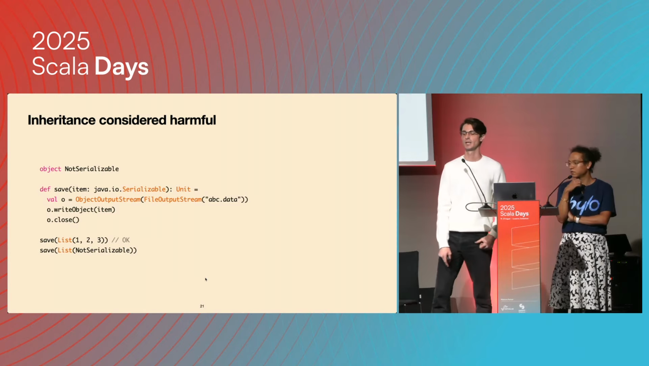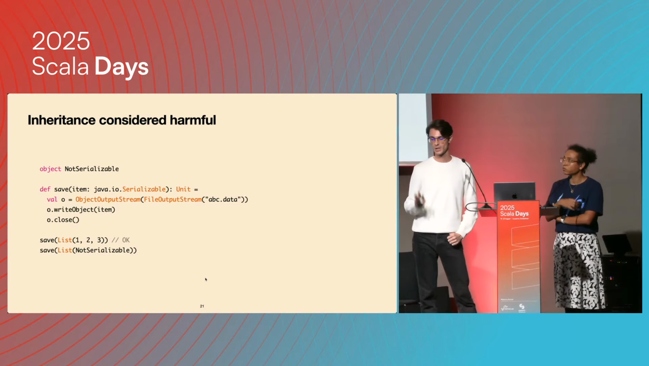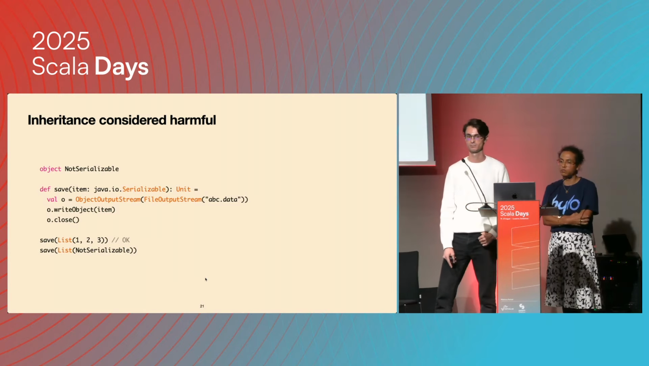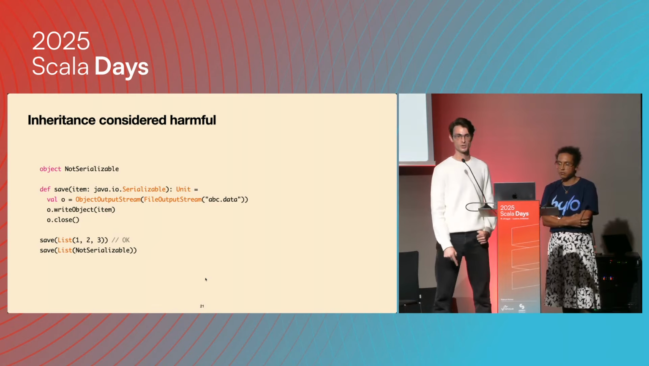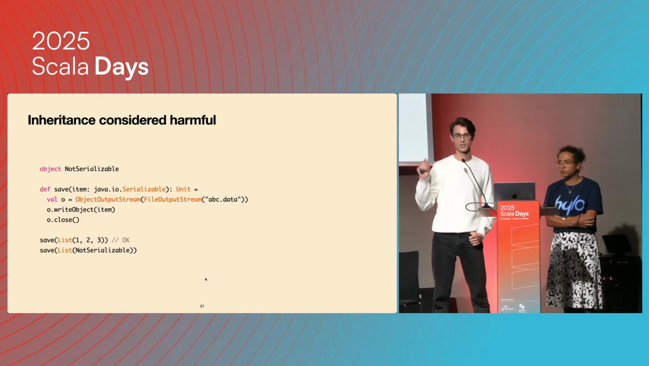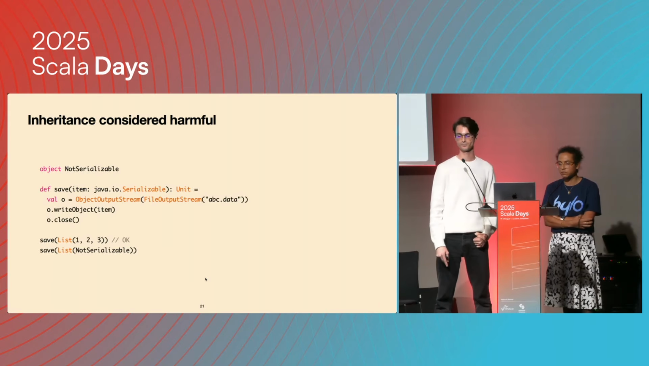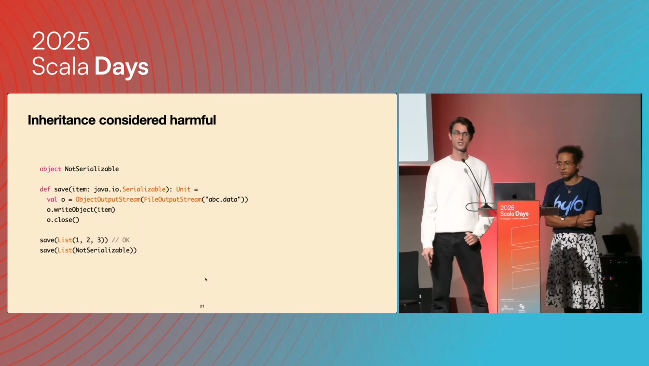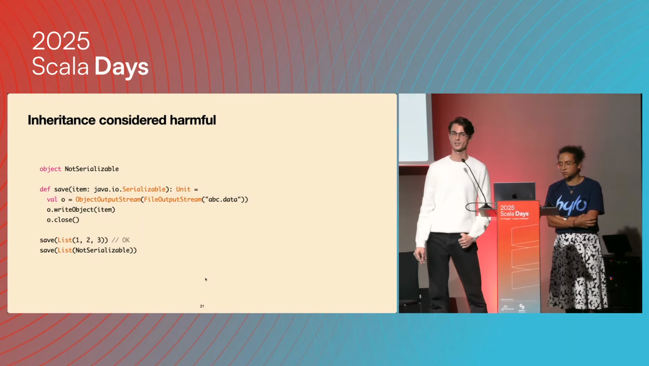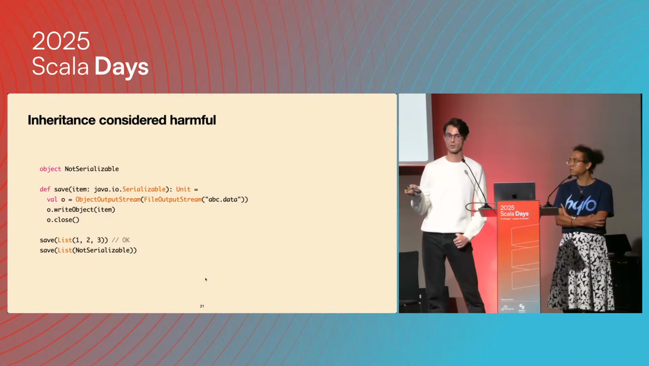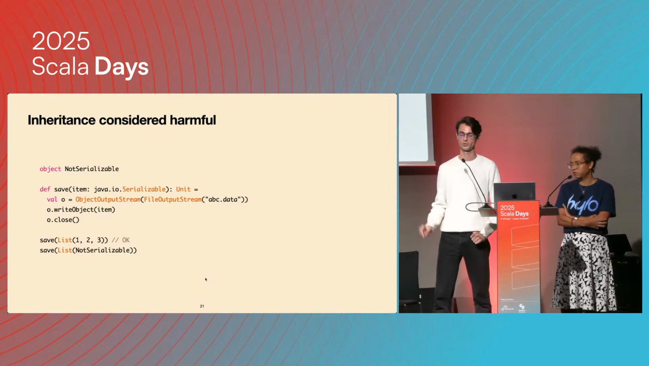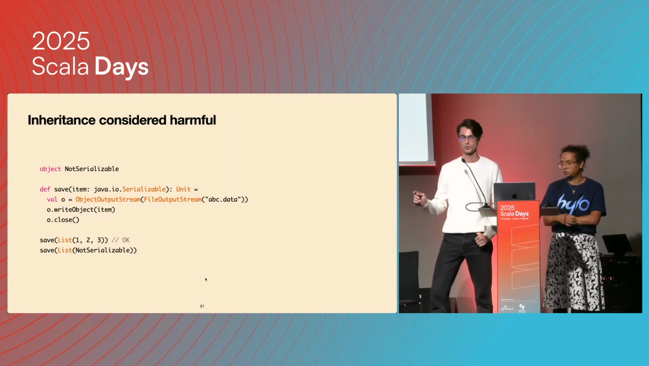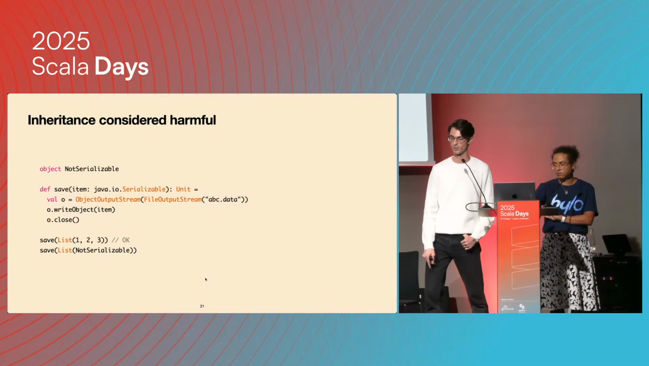Another issue is, consider Java's serializable interface, which we are using here to define a method writing said item to an output stream. It just so happens that Scala's list class extends this Java serializable interface, which means we're able to call our save function with a list of integers. So far, so good. We're able to write this list to our output stream.